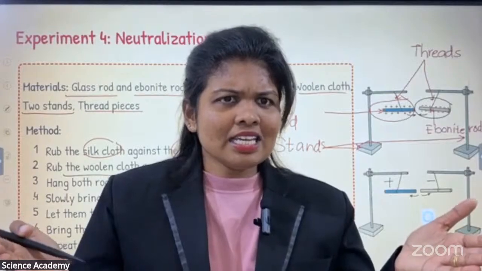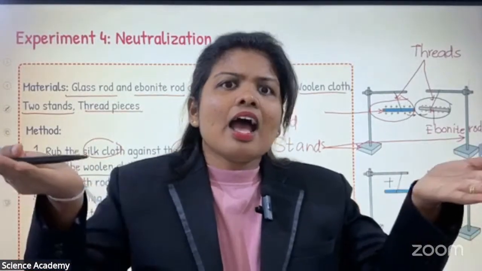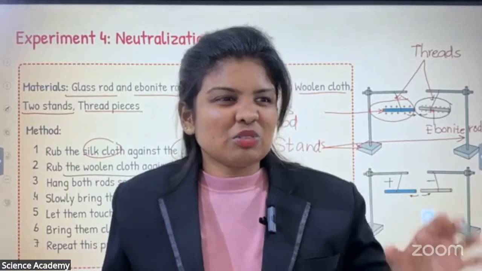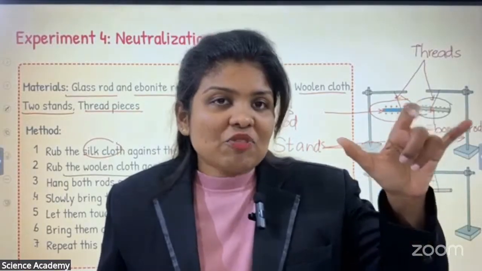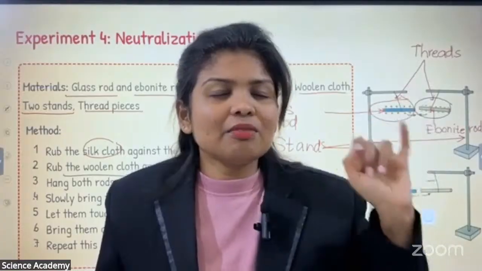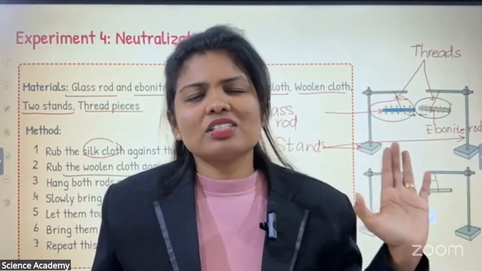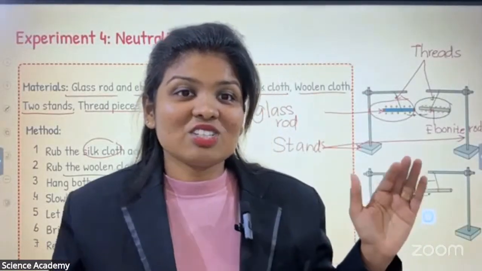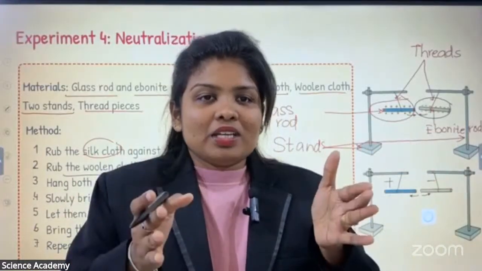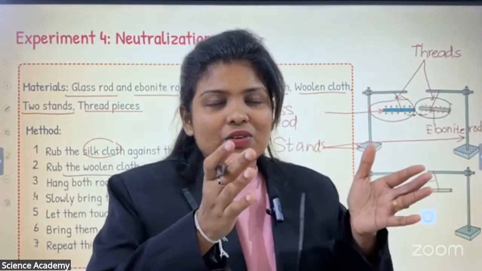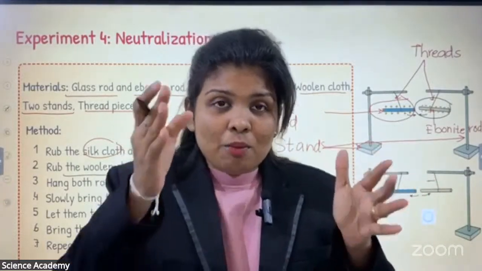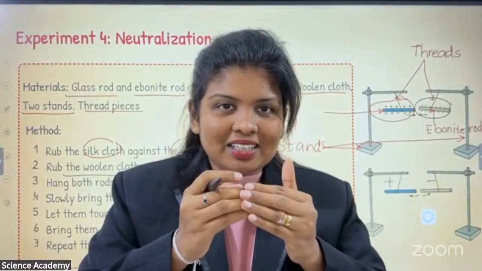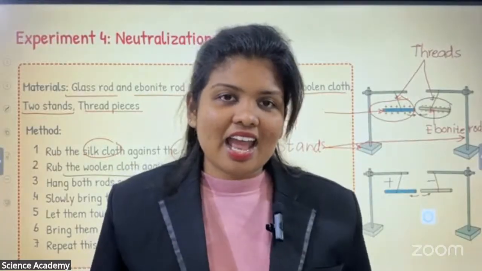Previously, glass and ebonite rods attracted each other. But now, because we have contacted these glass rods and ebonite rods with each other several times, what will happen? Then, children, slowly, because of the movements of electrons, the positively and negatively charged rods attract, and then what will happen? They neutralize at the end.